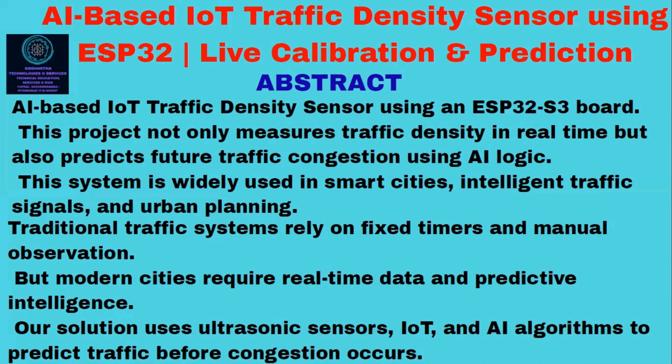Traditionally, traffic systems rely on fixed timers and manual observation, what you see in your cities right now: fixed timing and manual controls. But modern cities require real-time data and predictive intelligence. Our solution uses an ultrasonic sensor, that is this particular device. It is based on IoT and AI algorithms to predict traffic before congestion occurs. That is the main purpose of making this sensor project.